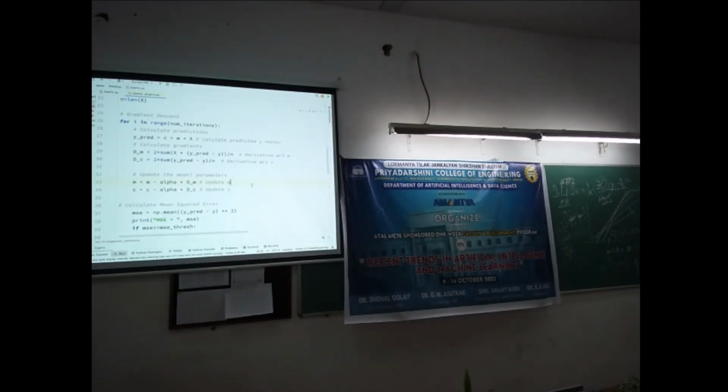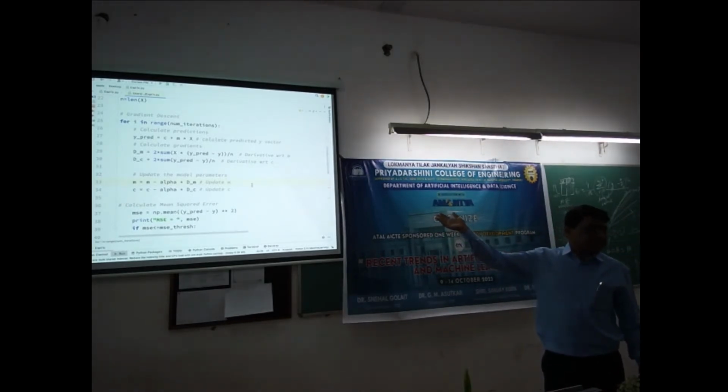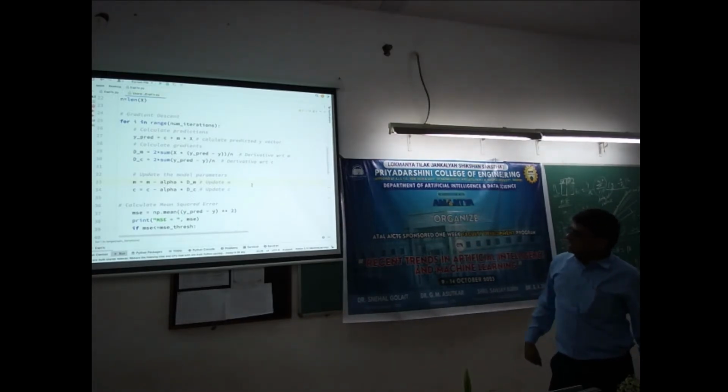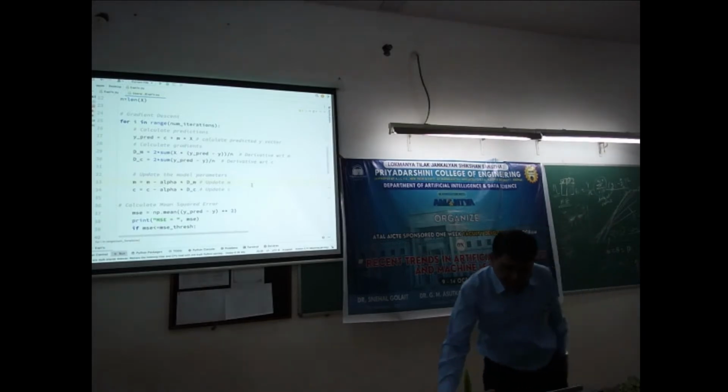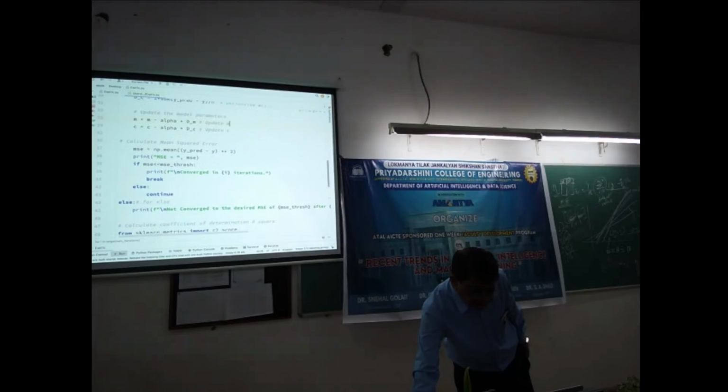There I have called it eta, here I am calling it alpha, doesn't matter. The textbook calls it alpha. So alpha or eta is a learning constant, multiplied by dm. So you are modifying m in the direction of steepest descent. Minus, because you are going in the opposite direction of the steepest ascent, the opposite of the gradient direction. And c is equal to c minus this. This is also updated. So you have taken initial values, then updated m and c.